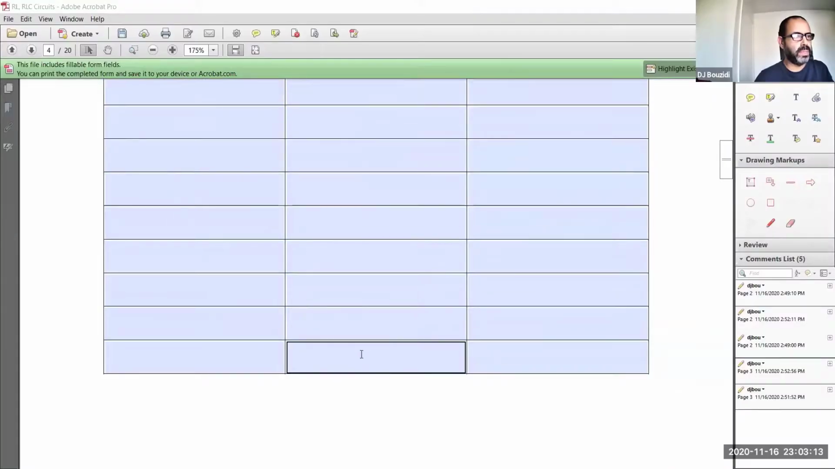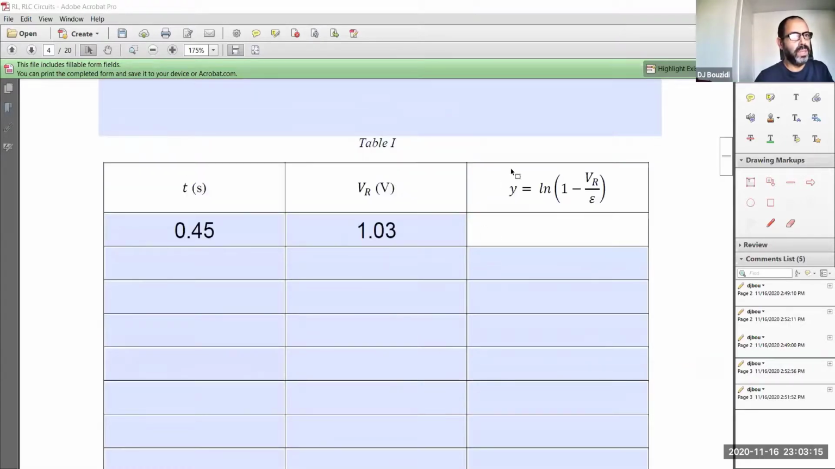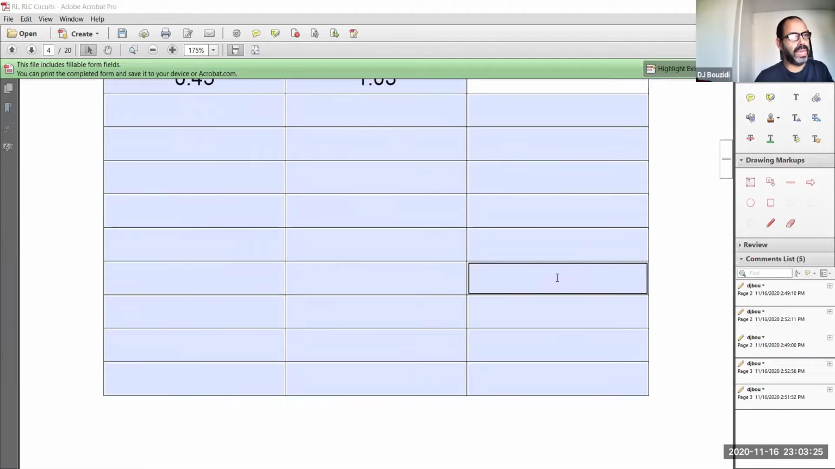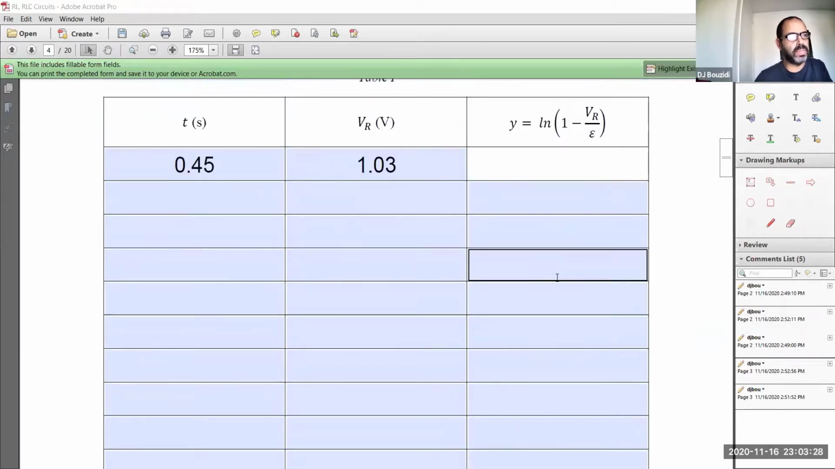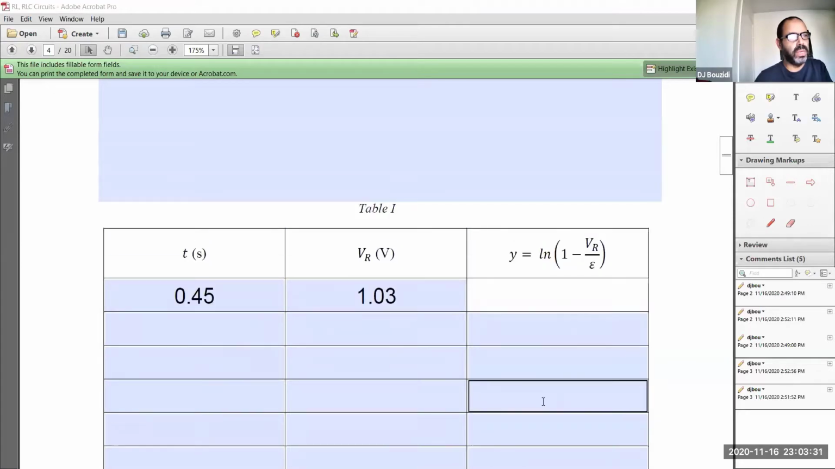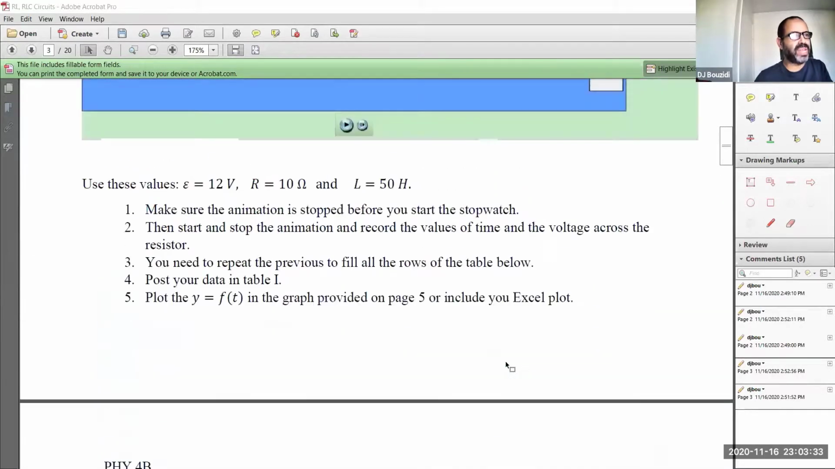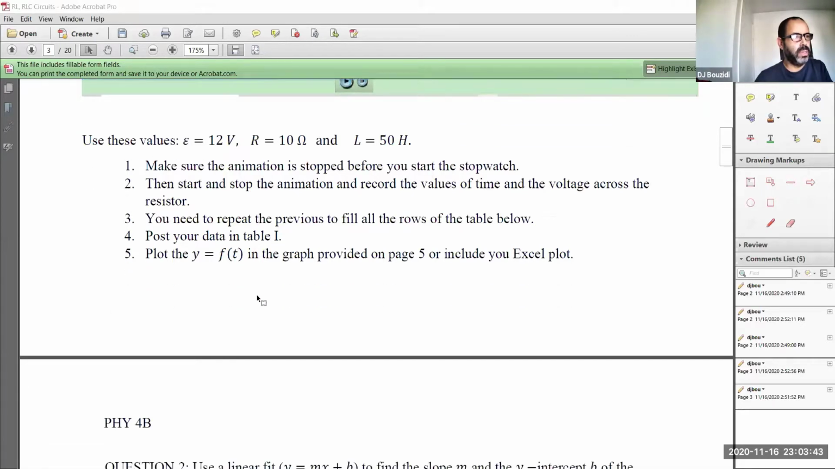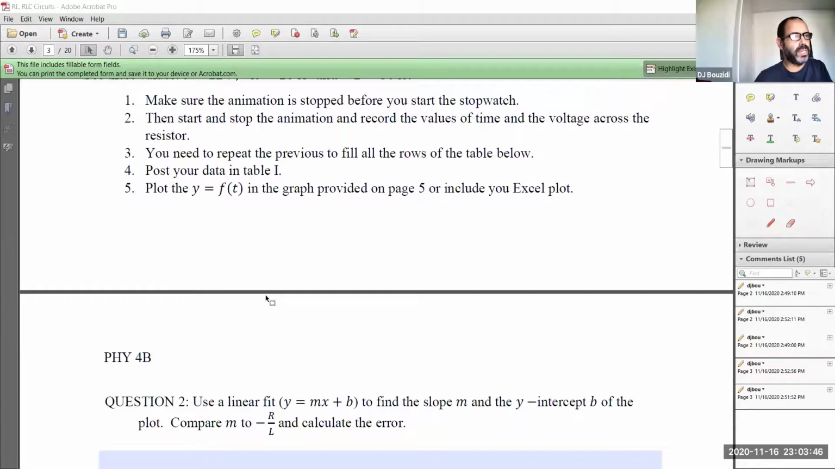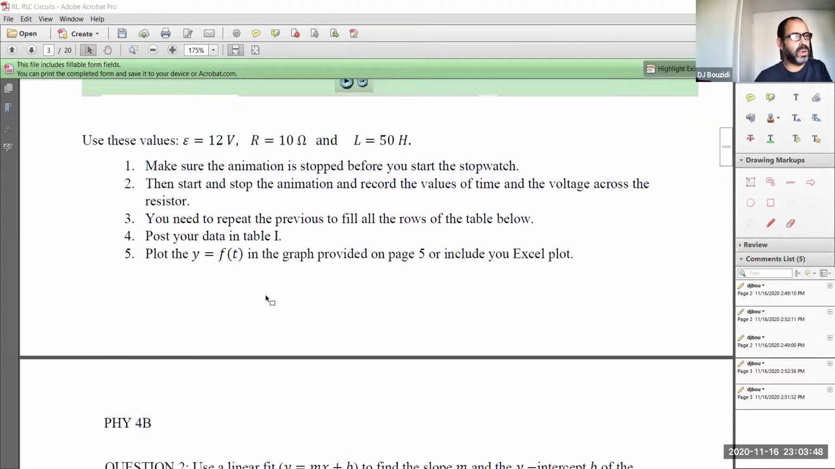So imagine you have done 10 points of data in here. You're also going to calculate the natural log of 1 minus this divided by 12. I assume that you can do that either using Excel or your calculator, it doesn't matter. So you're going to find these values and plot that value, y, as a function of time. It should be a linear function. It's going to be a decaying function because remember you have an exponential growth in it.